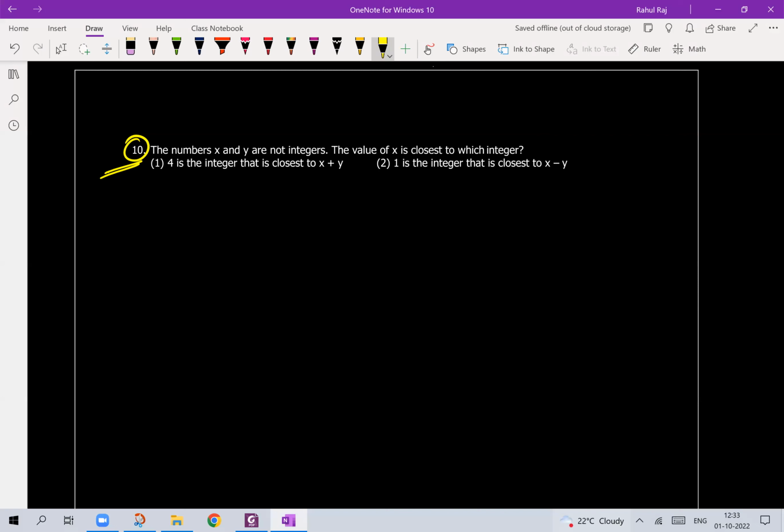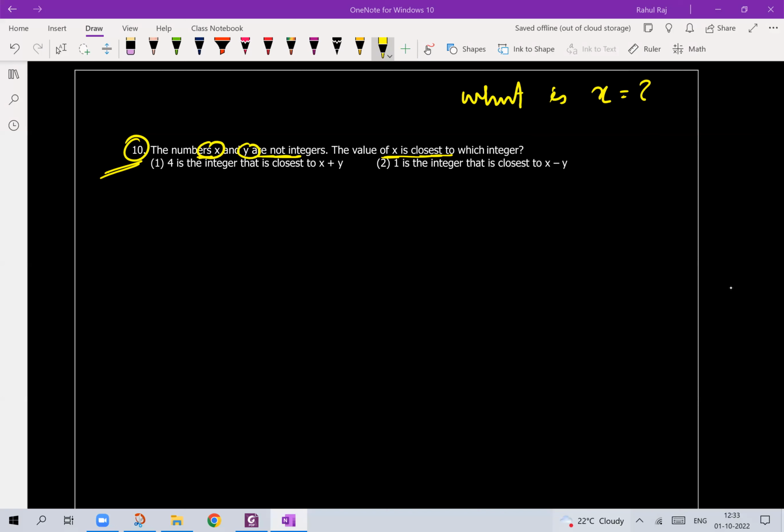It's a pretty straightforward question, guys. Nothing to think. See here, x and y are not integers. They have given you x and y are not integers. The value of x is close to which integer? They're asking us to find the value of x. Is this very clear? Any doubt? The question is asking you to find the value of x. Agreed?